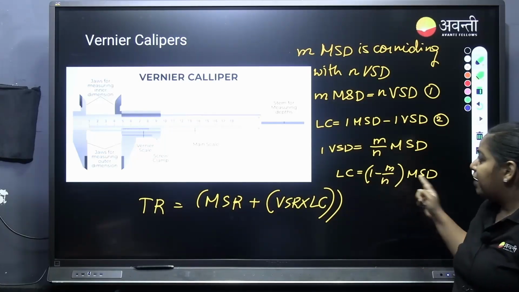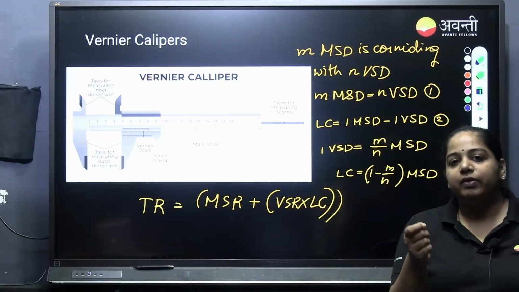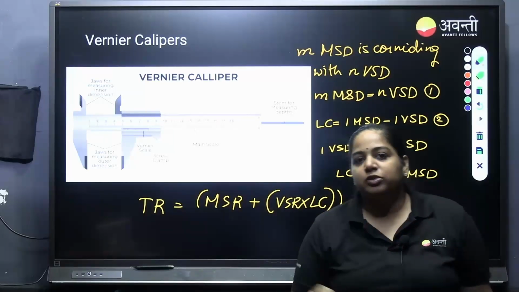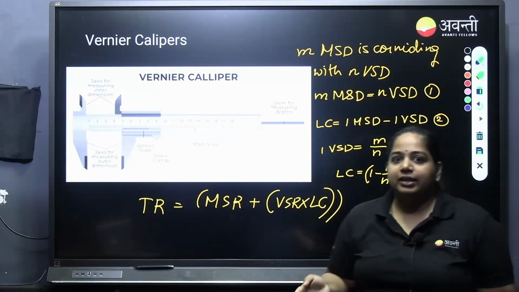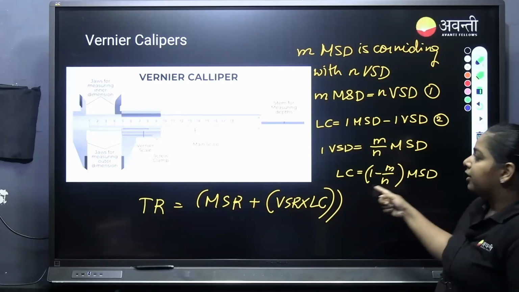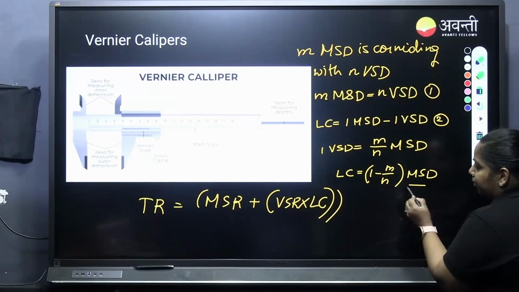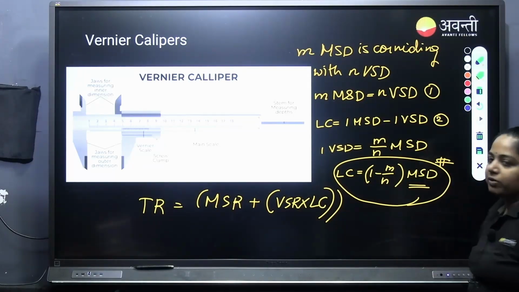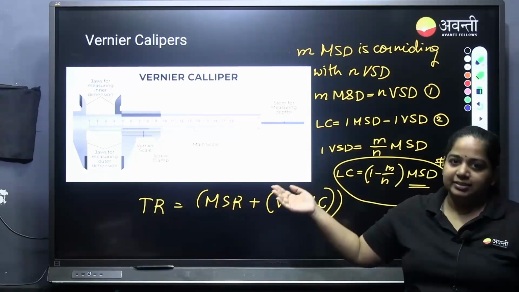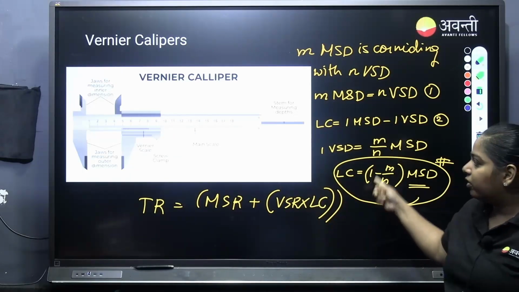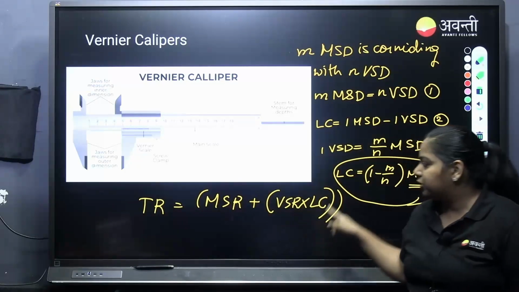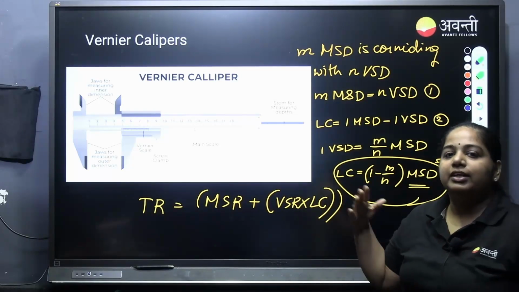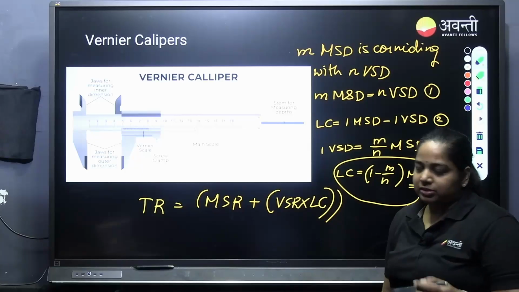Substitute that. 1 MSD will be given like 1 main scale division equal to 0.1 millimeter, or 0.5 millimeter, or 0.5 centimeter, like that in the question. Based on that you substitute 1 MSD, and you will get the least count. This is the most important equation. From the given things in the question, you can find the least count. After finding the least count, you substitute it here. MSR and VSR will normally be given: main scale reading is this, vernier scale reading is this. So that is what is required.